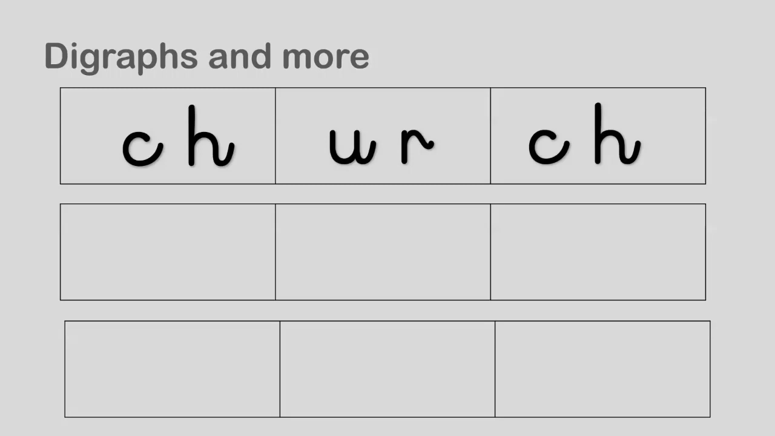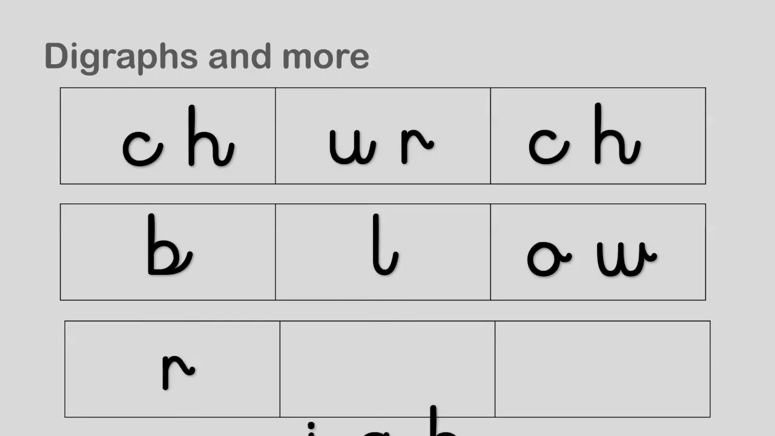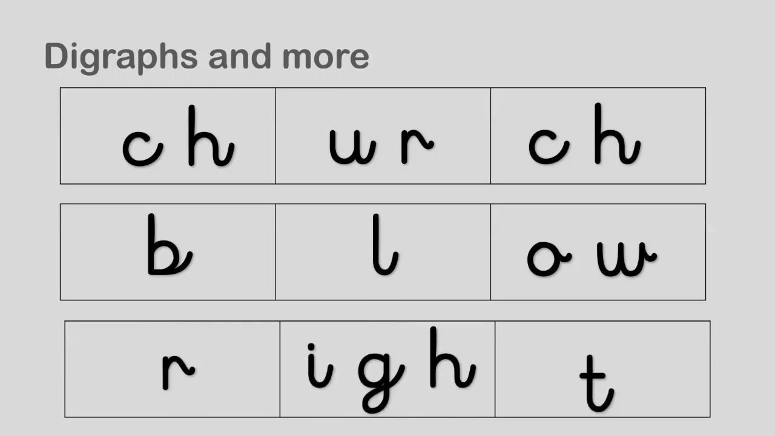Let's have a look at the word below. B, l, ow. Let's have a look at the word right. R, igh, t.